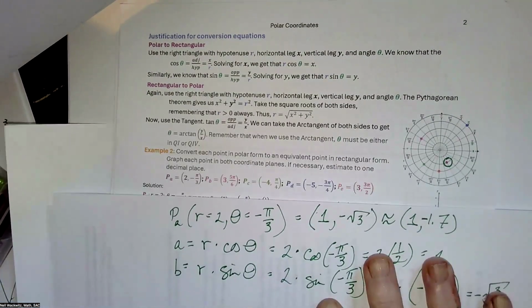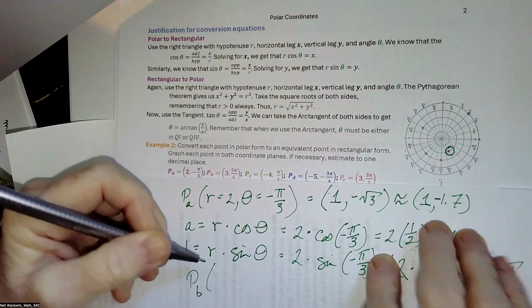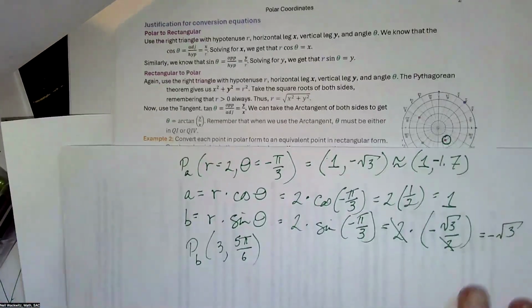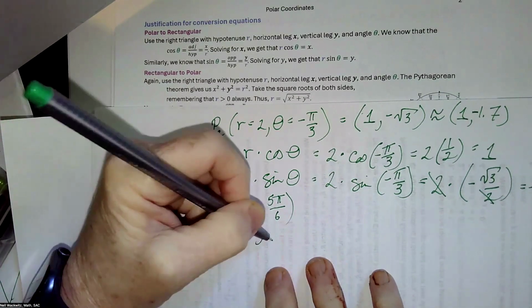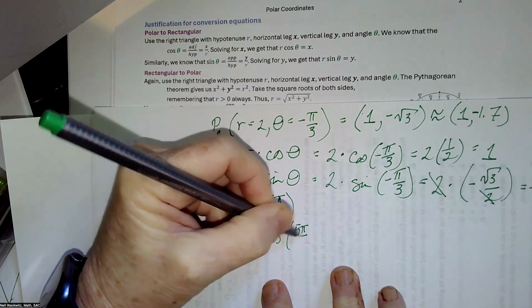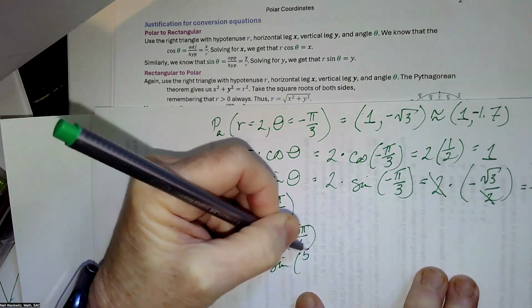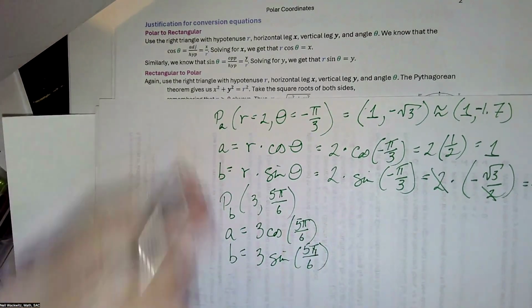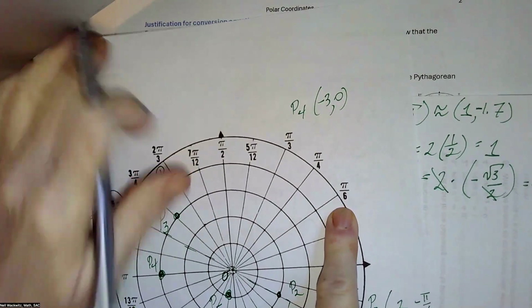For point B, we can see that point B is 3, 5 pi over 6. So that means that a is going to be 3 times the cosine of 5 pi over 6, and b will be 3 times the sine of 5 pi over 6. And now we think about the first quadrant. What are the sine and the cosine of pi over 6? Which one is 1 half?